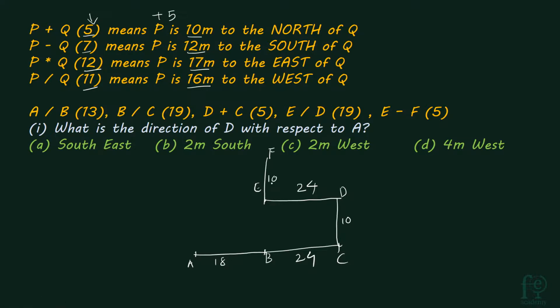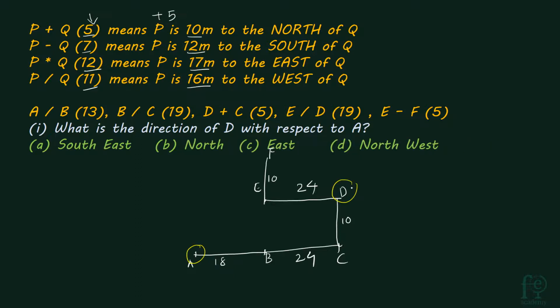Now our question is, what is the direction of D with respect to A? So D is here and A is here. There was some error in the options, I have corrected it. So D should be in the northeast direction. You can see here D is here and A is here. So D should be in the northeast direction with respect to A. So B is our answer.